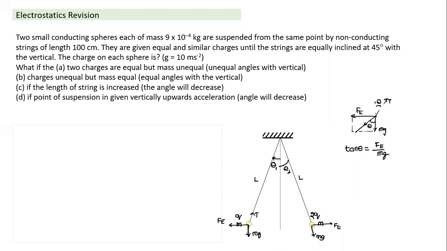What happens if the charges are equal but the masses are unequal? One mass is m, the other mass is 2m. Will they make an equal angle? They will not make an equal angle. In that case, the horizontal force is the same on both particles, but the vertical force is not the same. And in that case, what we'll find is tan theta is equal to the horizontal force divided by the vertical force.